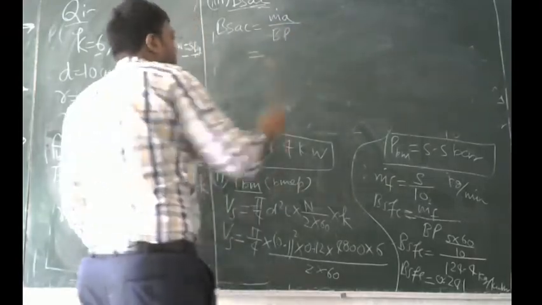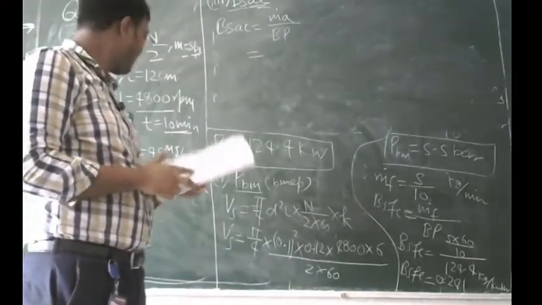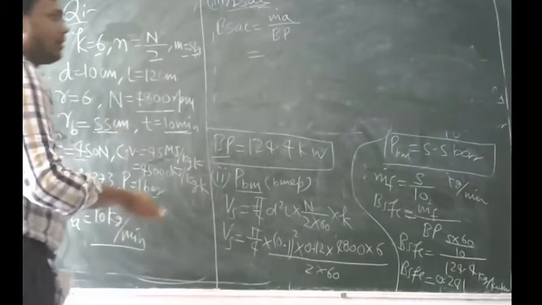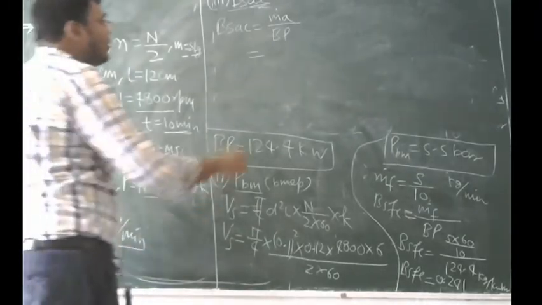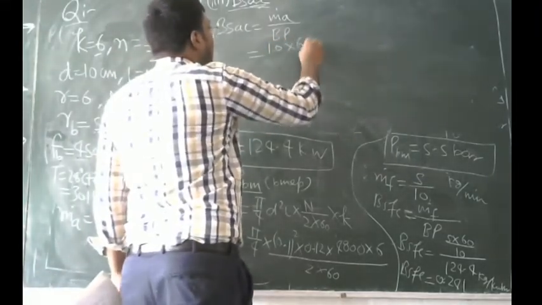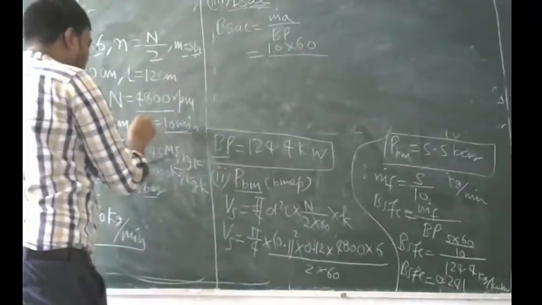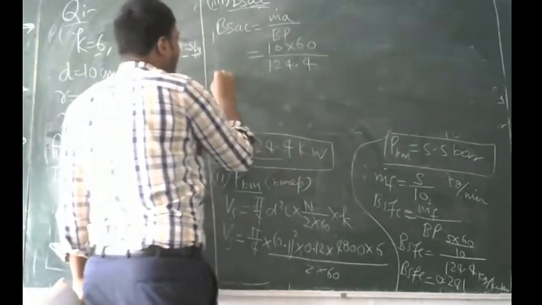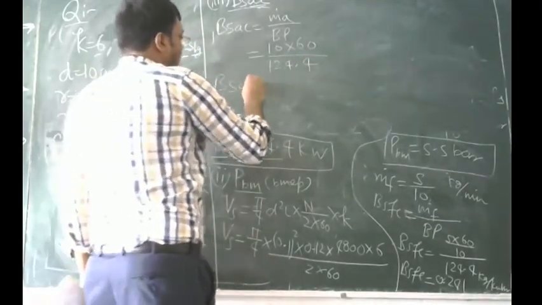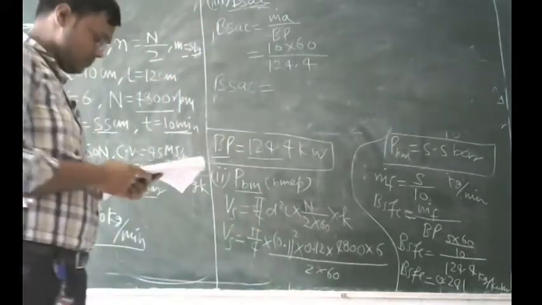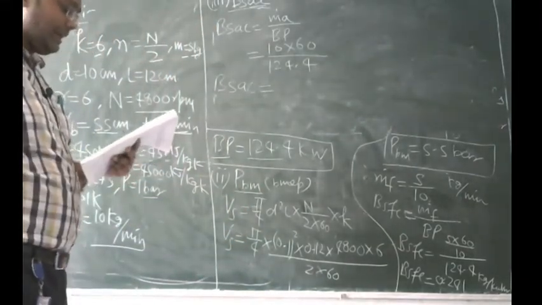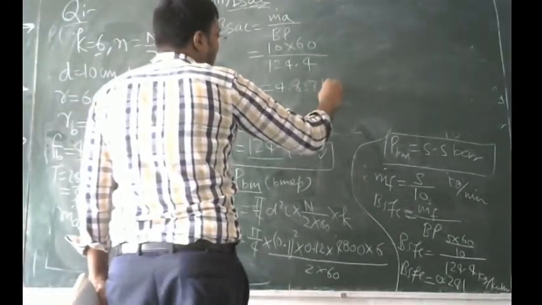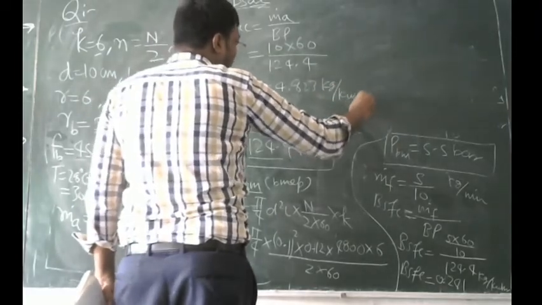The mass flow rate of air is also given in the question: 10 kilogram per minute. Again, we have to convert kilogram per minute into kilogram per hour, so we multiply by 60. So it is 10 into 60 divided by brake power, 124.4. We get BSAC equal to 4.823 kilogram per kilowatt hour.